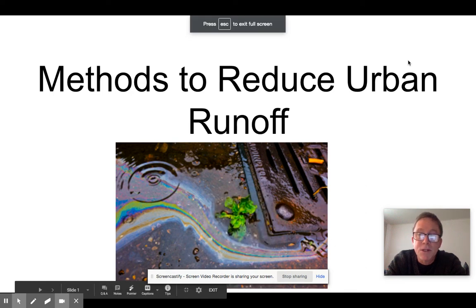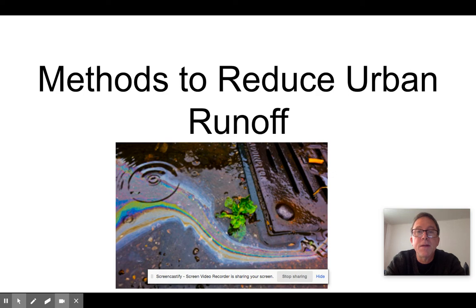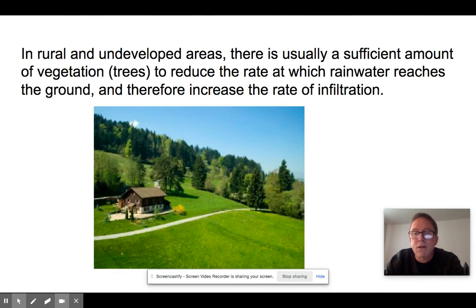Well, I'm happy to tell you this one is going to be shorter than a lot of the other ones. In this screencast, we'll talk about methods of reducing urban runoff. So, runoff is simply water that doesn't infiltrate. It goes across the ground and then into streams and rivers and lakes. And urban areas are known for doing a lot of that.